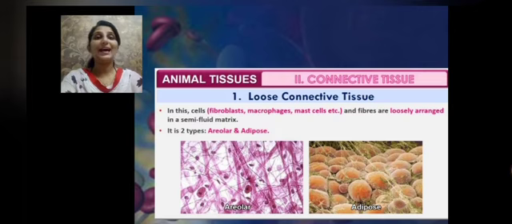So the cells, called fibroblasts, along with mast cells and macrophages, and the fibers are loosely arranged in the matrix. As I told, there is a cementing material called the matrix, and this matrix is also secreted by the fibroblasts. Within this matrix, which acts as a cementing material, the cells, namely fibroblasts, mast cells and macrophages, and the fibers, elastin and collagen fibers, are loosely packed or loosely arranged, and thus the name loose connective tissue. And they are of two main types, areolar and adipose.